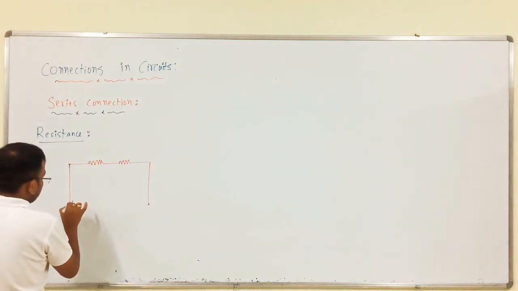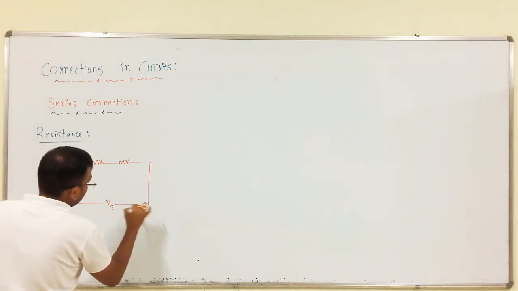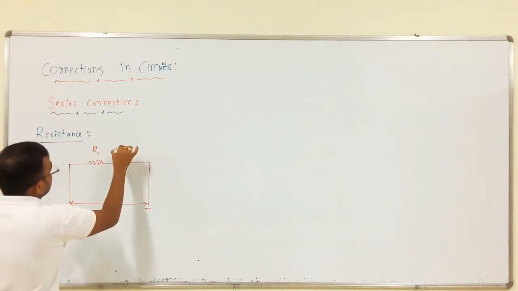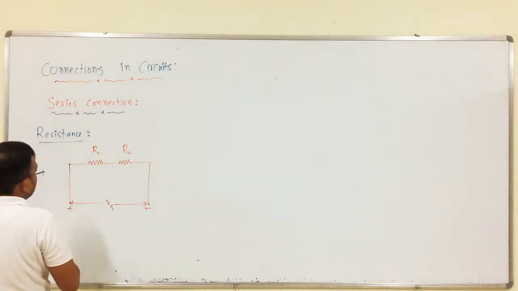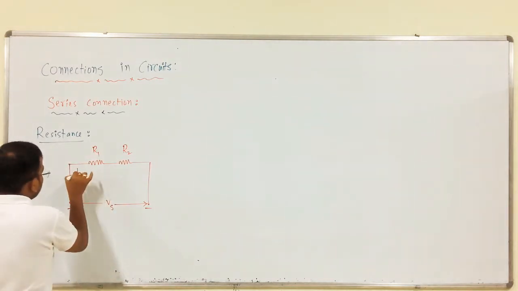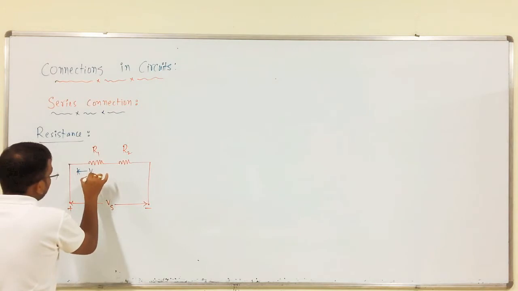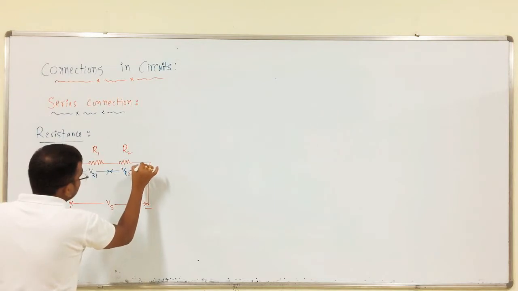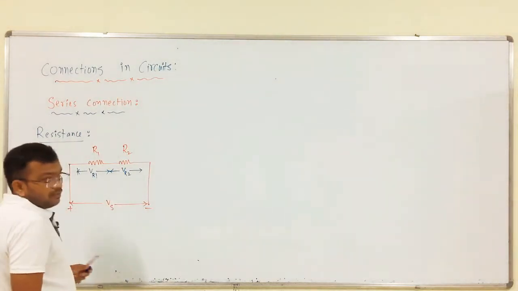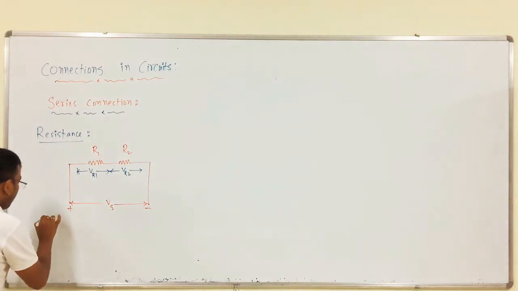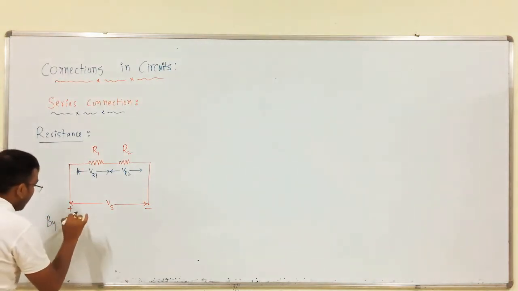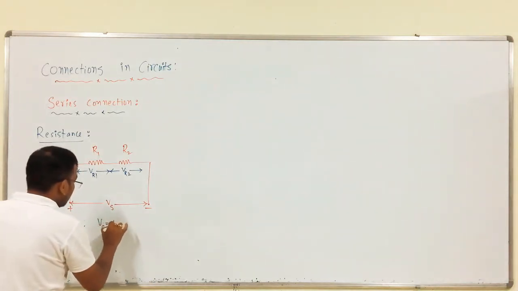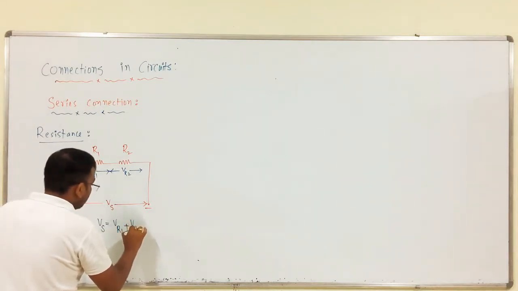So, this is the supply voltage we are providing. This is plus, this is minus, this is R1, this is R2. The voltage across R1 is VR1, and across R2 is VR2. Therefore, by KVL, what is the voltage equation here? Vs is equal to VR1 plus VR2.